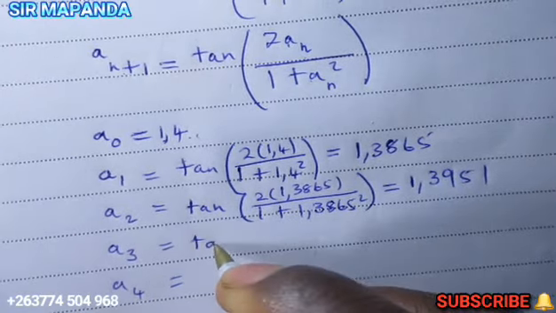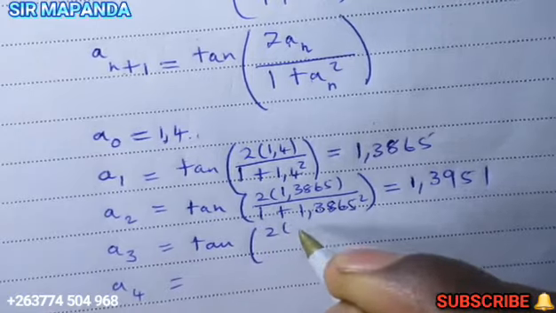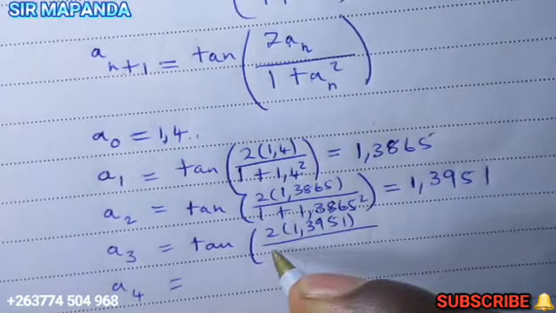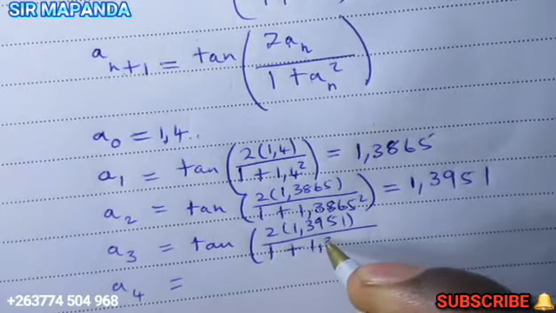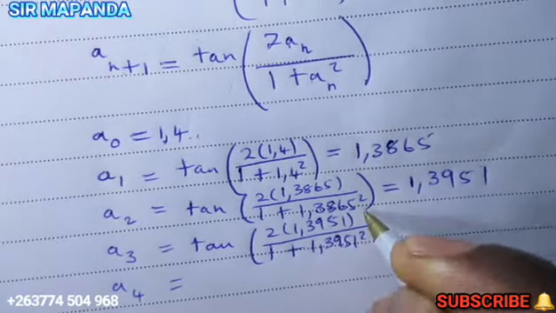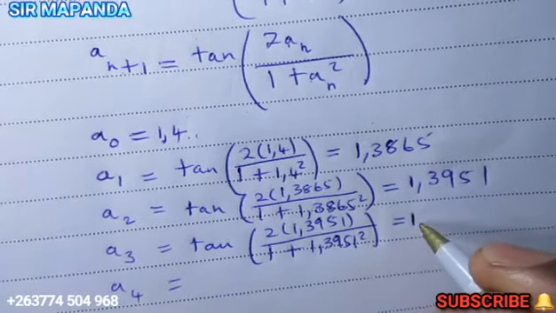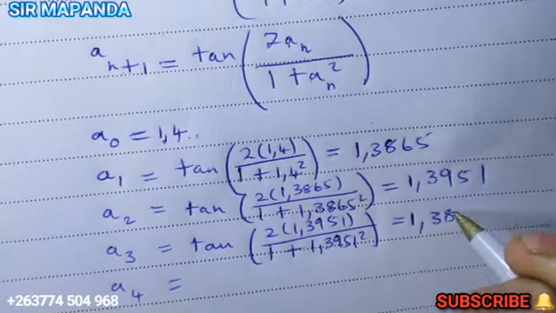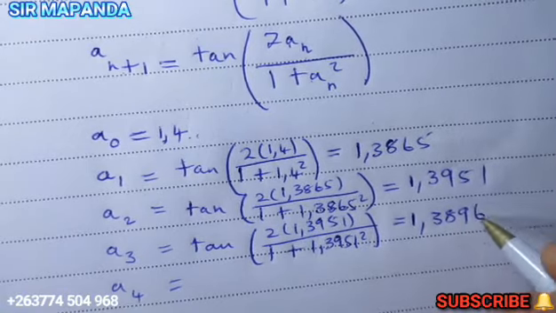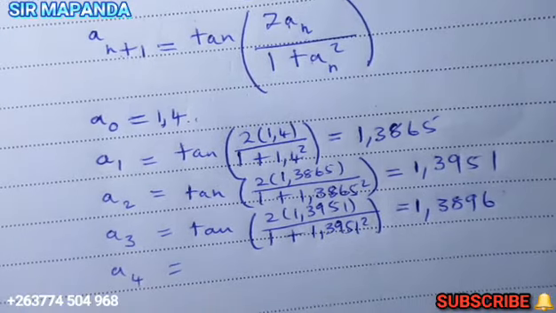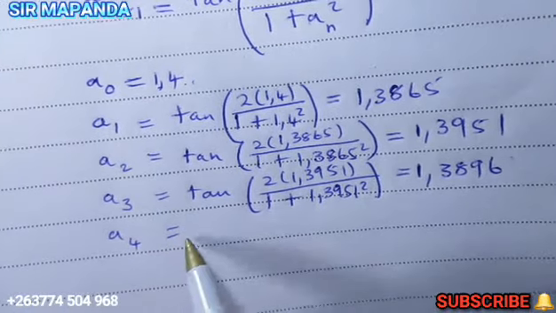Right, then if you substitute 1,3951 divided by 1 plus 1,3951 squared. And if you punch this in your calculator, you get 1,3896. I hope you are listening. Right. Then you move on to A4.